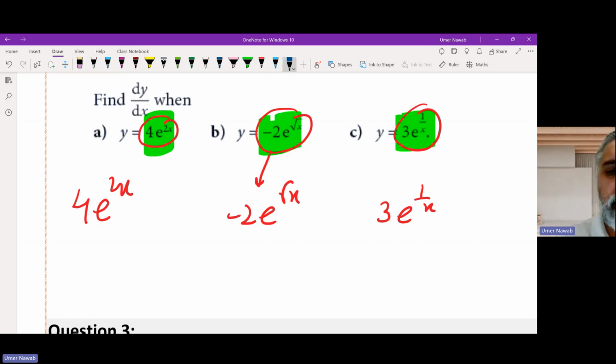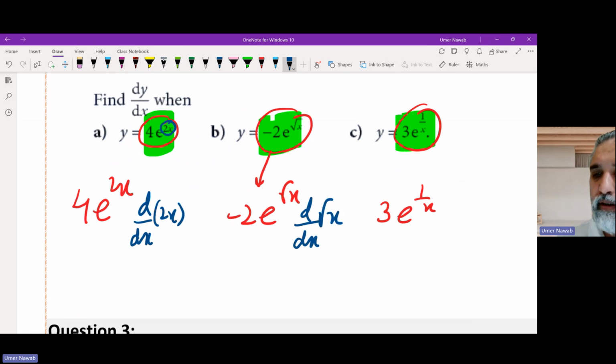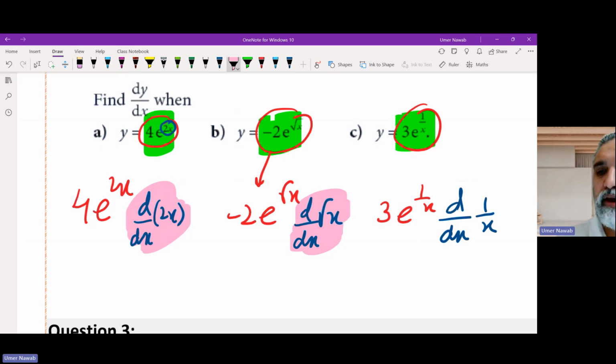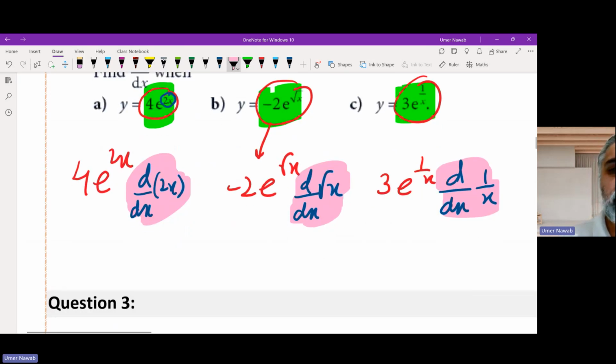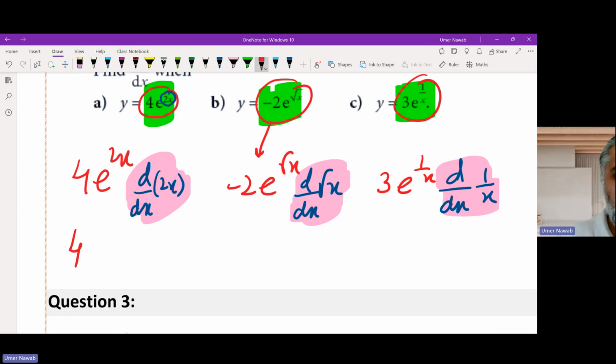I have to take the further derivative of what? 2x. Further derivative of square root of x. Further derivative of 1 over x. I think in this way you guys can understand what is the meaning of further derivative. That's why I am doing it in one more extra step. So can you copy e raised by 2x? What is the derivative of 2x? This is 2. And the final answer will be 8e^(2x).